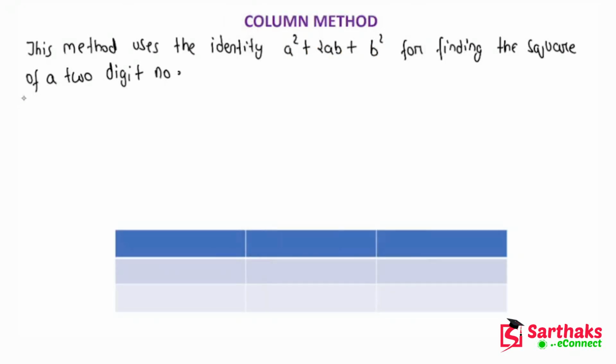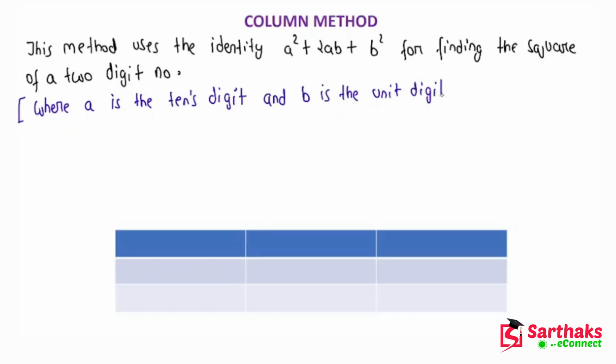Okay, but in this 2-digit number, what is the unit digit and what is the tens digit? Here it is very well specified, where A is the tens digit and B is the unit digit. Right. So if you have A at the tens digit and B at the unit digit, then the square is A square plus 2AB plus B square. And these columns help you to calculate them. So there are the following steps.